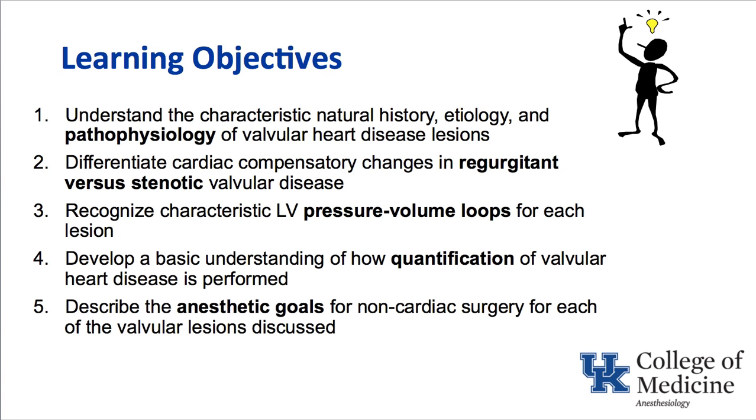Our learning objectives first are to go over some of the pathophysiology of valvular heart disease; to be able to differentiate what happens to the heart in regurgitant lesions, which tend to be big dilated hearts, versus stenotic lesions, which tend to be a thick heart, i.e. aortic stenosis, thick left ventricle; to recognize some of the pressure volume curves that are associated with these lesions; and understand a little bit about how to determine whether a valve lesion is severe or not; and to discuss the anesthetic goals for patients who have valvular heart disease who are undergoing non-cardiac surgery.